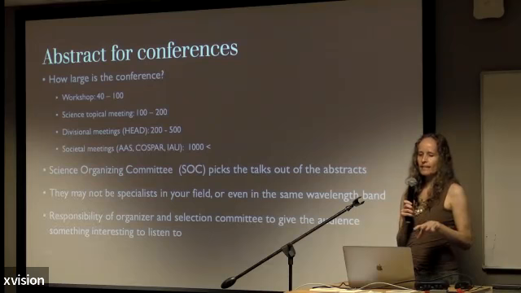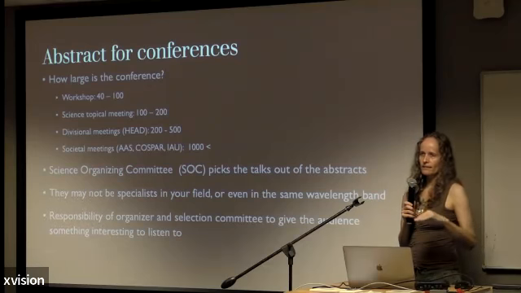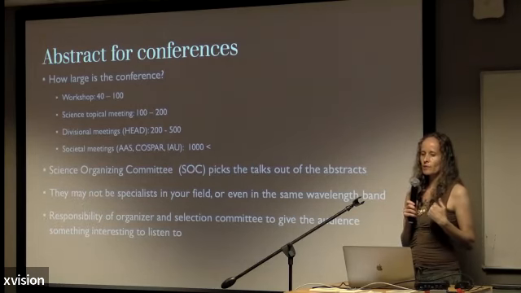Science topical meetings are larger, typically 100 to 200 people. There, your chances of actually getting a talk are dropping. At this point, you may really try not to put too much detail. Already, the science organizing committee is going to be reading a lot of abstracts, so you don't want to overwhelm them with too much detail.